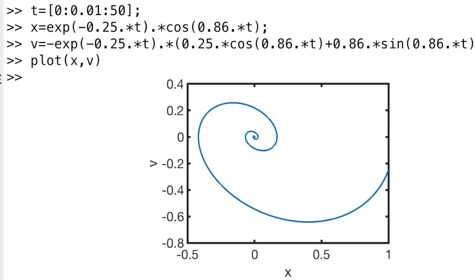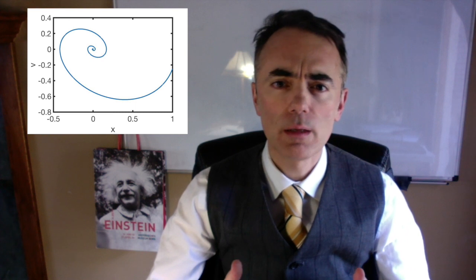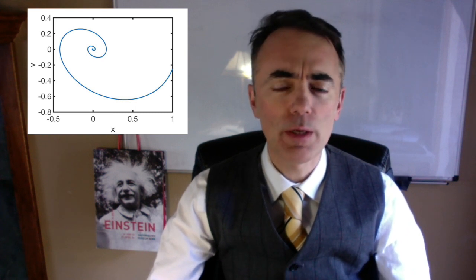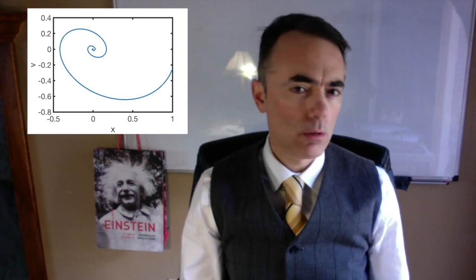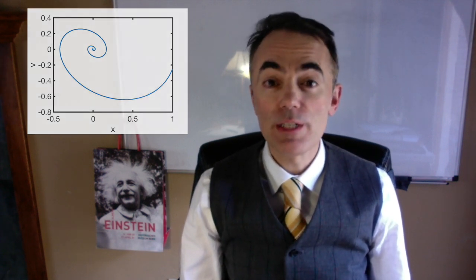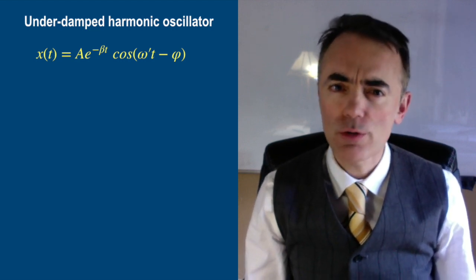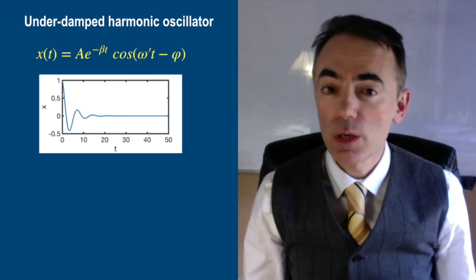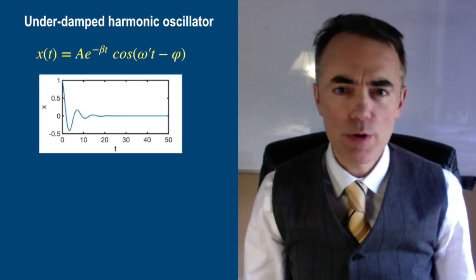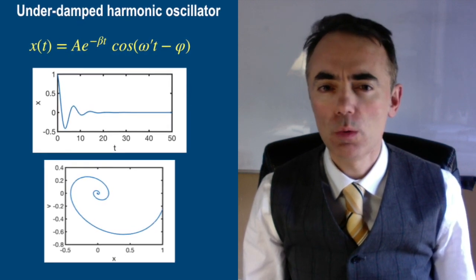This is a spiral, and it makes sense, doesn't it? The system is losing energy to the environment. That's why its velocity is being reduced. The oscillations are getting smaller and smaller. The amplitude is being reduced. Remember that the exponential term in the equation for the position makes the amplitude decrease exponentially. So the radius of the trajectory in phase space decreases also.